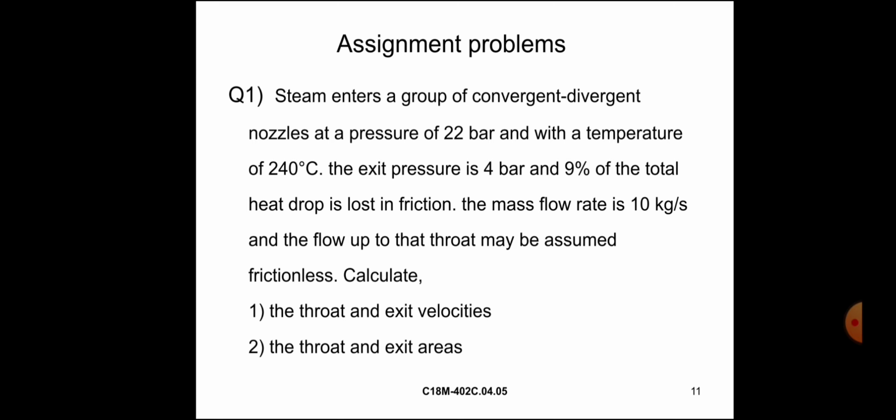Assignment problem. Steam enters a convergent divergent nozzle at a pressure of 22 bar and a temperature of 240 degrees centigrade. The exit pressure is 4 bar and 9% of the total heat drop is lost in friction. The mass flow rate is 10 kg per second and the flow up to the throat may be assumed frictionless. Calculate the throat and exit velocity, and the throat and exit areas.